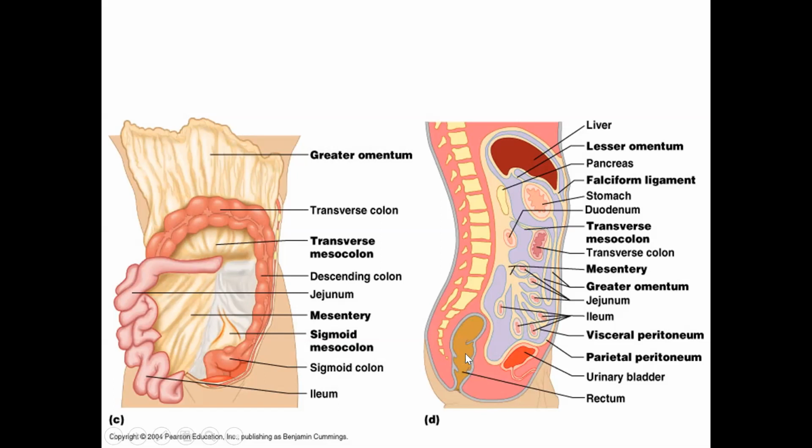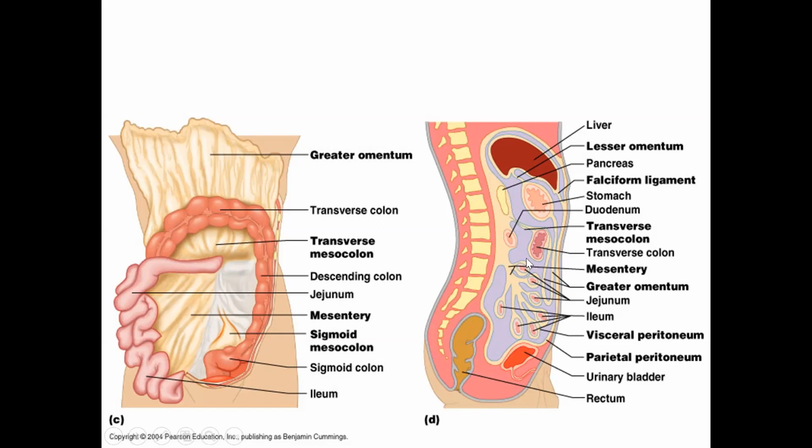Okay, so in the abdominal cavity, we have a serous membrane, which is called a peritoneum. If you remember that, if this peritoneum is lining the cavity, it is called the parietal peritoneum. If it's covering on the surface of the organ, it is called the visceral peritoneum.